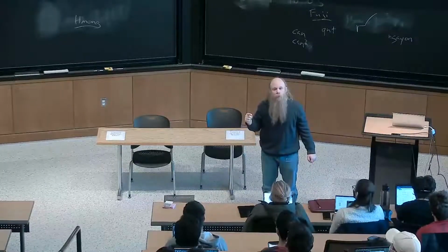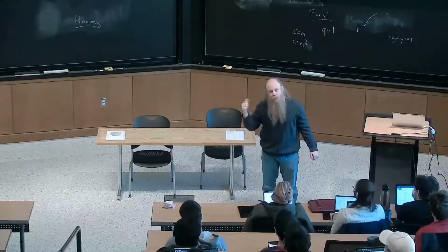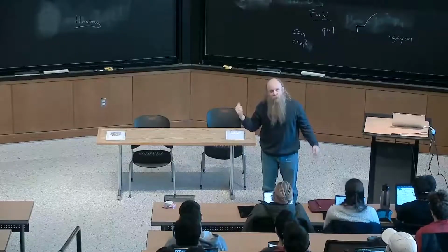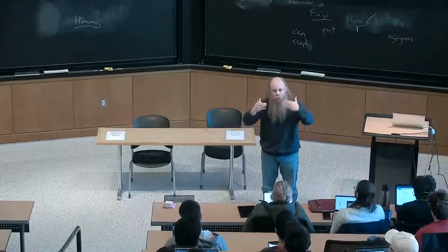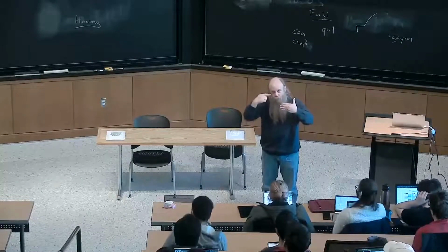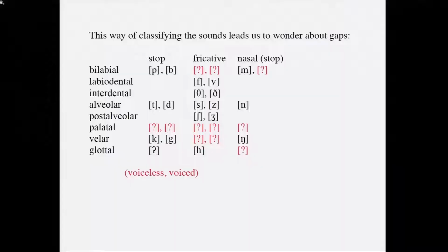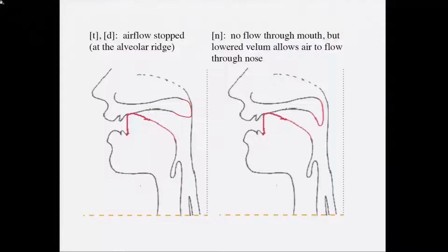Trick question. You would need surgery. So the way nasal stops work is you're stopping the flow of air somewhere in your vocal tract, but you're allowing the air to flow through your nasal cavity. Right? That's what a nasal stop is. Here, let's get back to one of these sagittal sections.